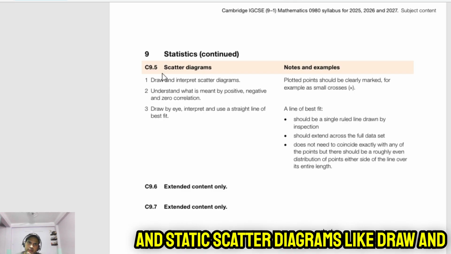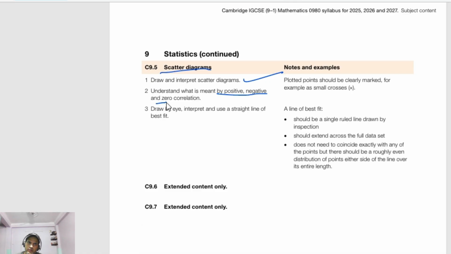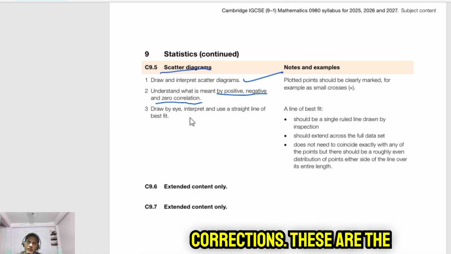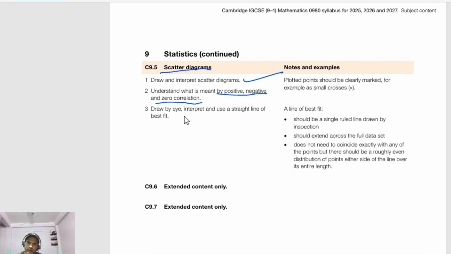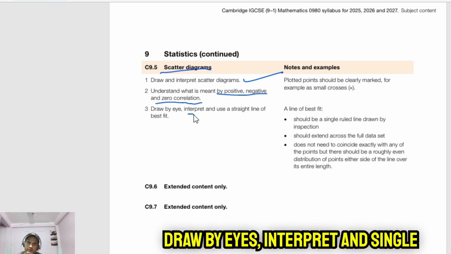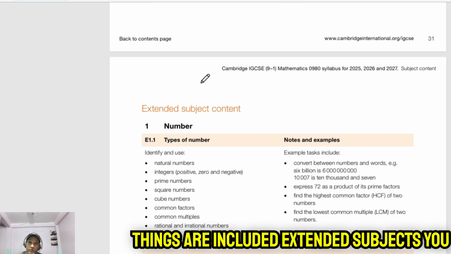And statistics scatter diagrams: draw and interpret a scatter diagram, understanding what is meant by positive, negative, and zero correlation. These are the lectures or syllabus. Draw by eye and interpret a single straight line of best fit. All those things are included.